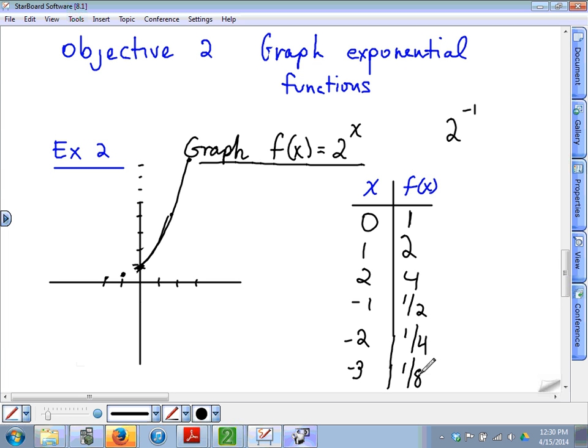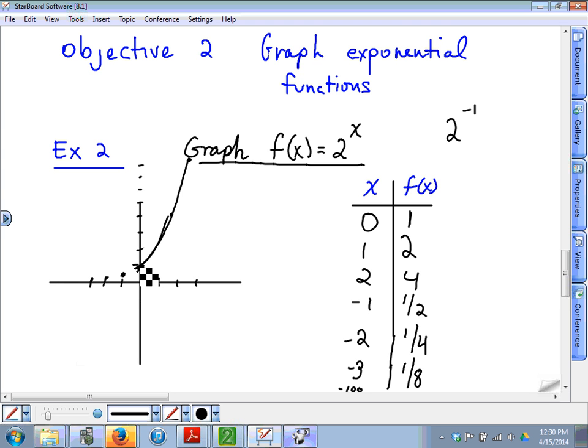So when we're at -3, we're only up to 8. My question is, is this graph ever going to cross through the x-axis and come down this way? No. What if I skipped a couple of numbers and went to -100? Is that going to be 0? No, because it's never 0. It's going to be something really, really tiny, but it's never going to be 0, right?